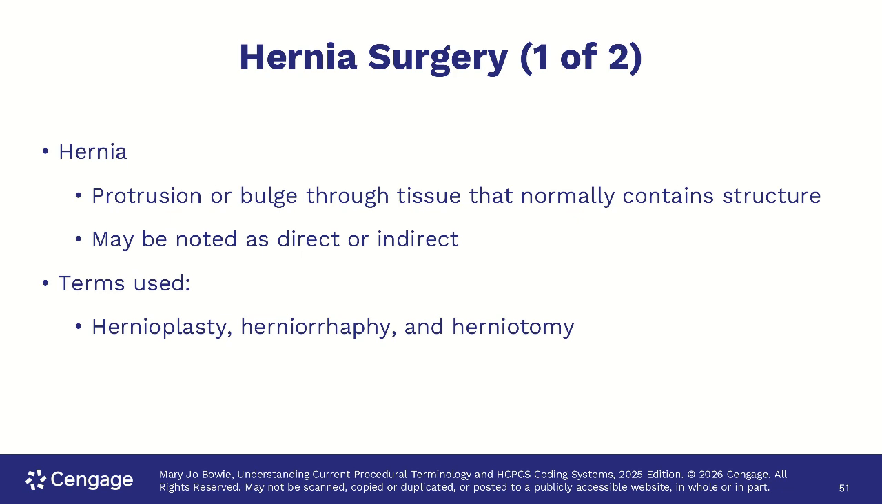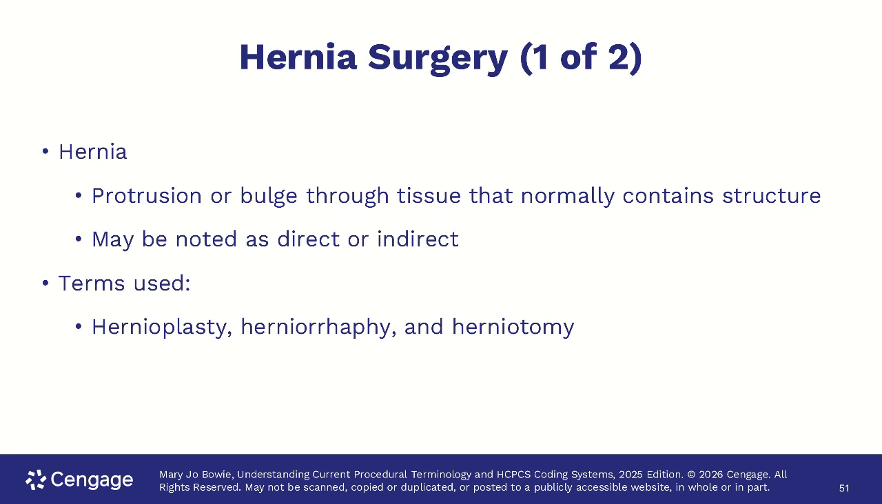So, as it relates to hernia surgery, hernia is a protrusion or bulge through the tissue that normally contains a structure. Hernioplasty, herniorrhaphy, herniectomy are all terms used when referring to hernia repairs. And repairs are usually made with sutures, mesh, or wire. Unless otherwise stated, the codes in this particular area are unilateral. So if you do a bilateral procedure, you need to add a modifier 50.